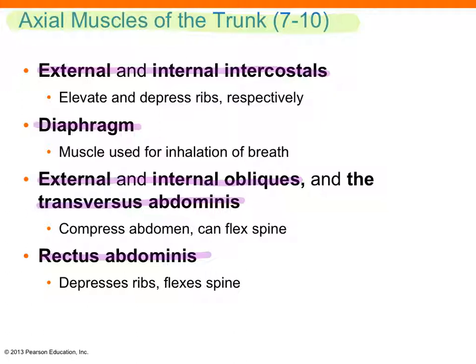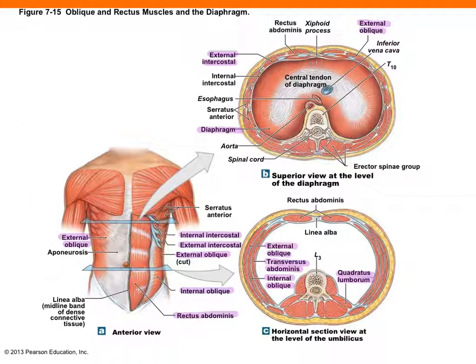Your diaphragm is used for inhalation of breath. Your external and internal obliques and the transverse abdominis, that helps us compress the abdomen and flex the spine. And then your rectus abdominis, that's how we get our abs, and it depresses the ribs and flexes the spine. This is just the image showing you those, and they're highlighted.